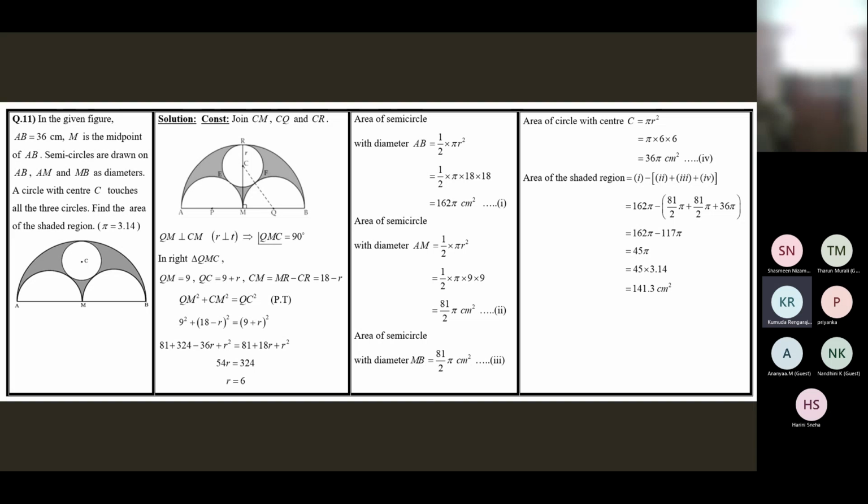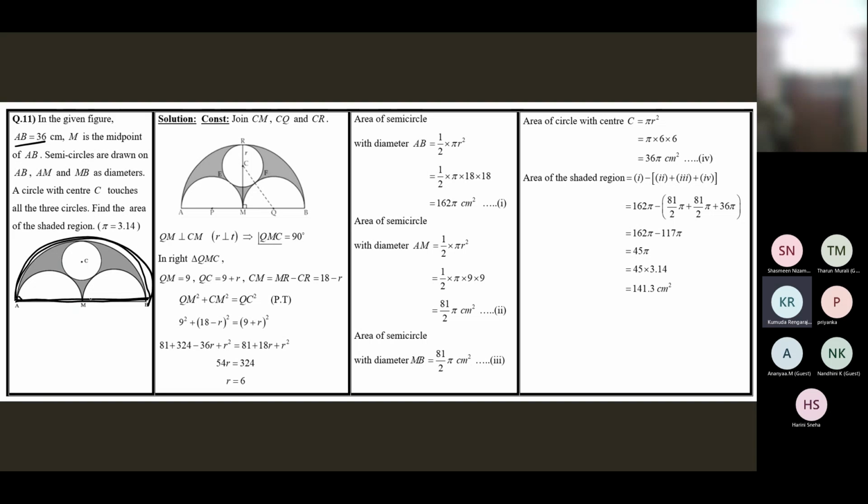All right, let's understand this one. In this figure is given to us, and along with it, we have some information regarding the figure. Let's read them. In the given figure, AB is 36 centimeters. This is a semicircle that sits on the diameter AB. AB is 36, which means the radius of this big semicircle is 36 by 2, 18 centimeters.